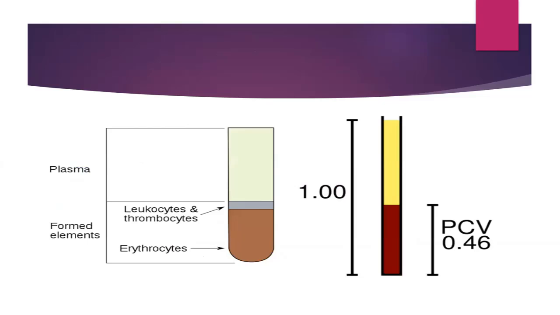If you have a test tube containing blood and put it in a centrifuge, then the lower part, as you can see here in this slide, contains the erythrocytes, which is the packed cell volume. Normally, it is around 46%. The upper layer contains plasma, and the middle layer, the buffy coat, contains leukocytes and thrombocytes.